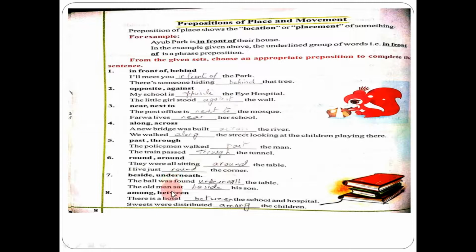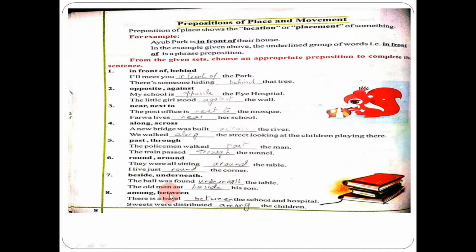Number 7, beside and underneath. And look at the sentence which is given. The ball was found blank the table. And you are going to add, the ball was found underneath the table. And number 2, the old man sat blank his son. And you are going to add, the old man sat beside his son.